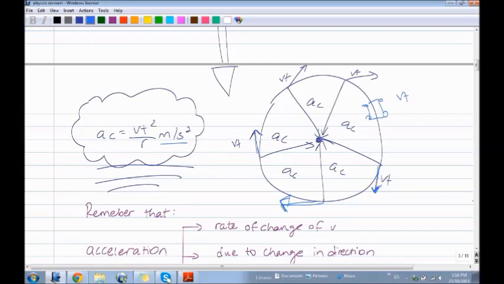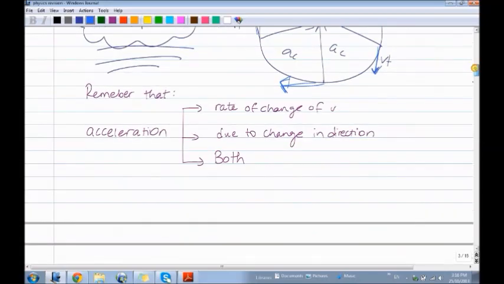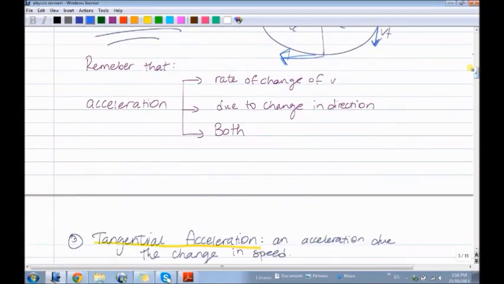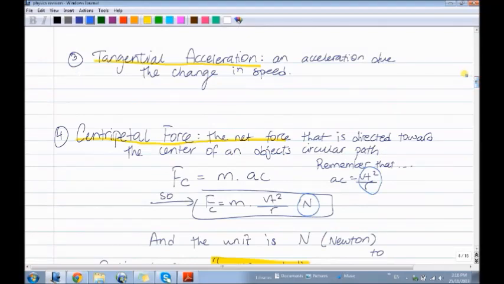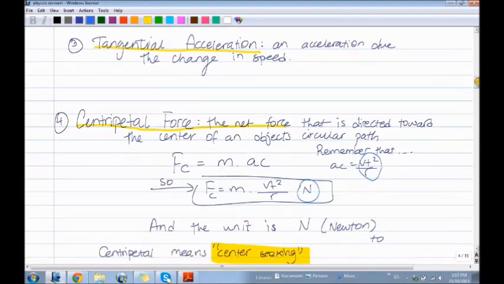Now, when a car is rotating around a roundabout, the Vt is changing direction, and the car is changing direction. This means there is acceleration. Now, remember that acceleration is the rate of change of v, due to the change in speed, or due to the change in direction, or it could be both. Tangential acceleration is the acceleration due to the change in speed.